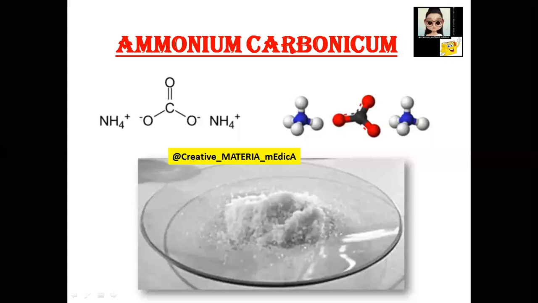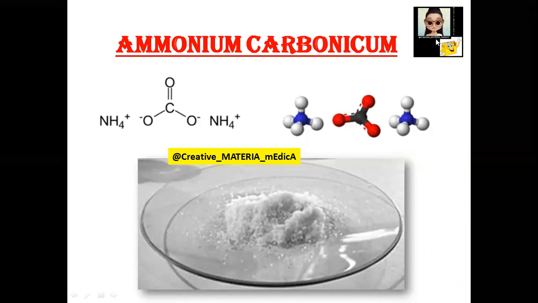Hello everyone. Today's medicine is Ammonium carbonicum. As the name suggests, the medicine has symptoms of both groups, that is the ammonium group and the carbonicum group.